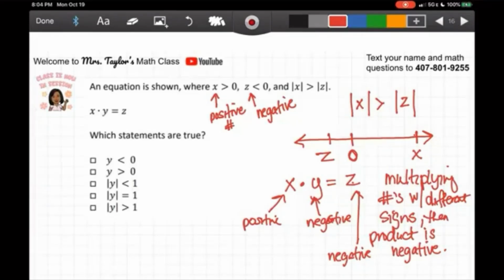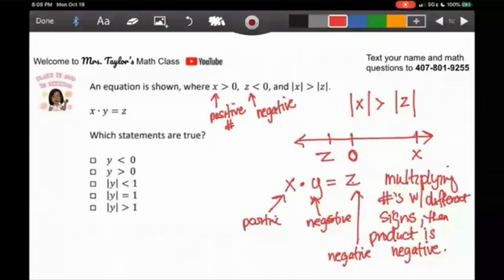So you just make them do it. So anyway, let's go through our answer choices here. So it's saying which statements are true. So is y less than 0? Well, if y is less than 0, that means that y is a negative number. And we have proven that y needs to be a negative number. So I'm going to pick that. Is y greater than 0?